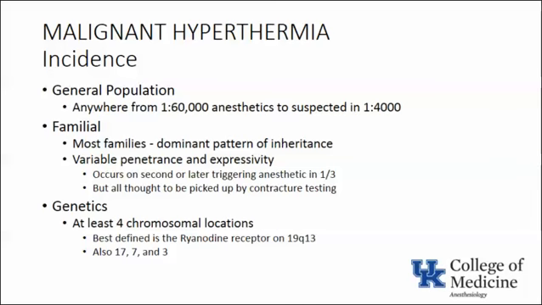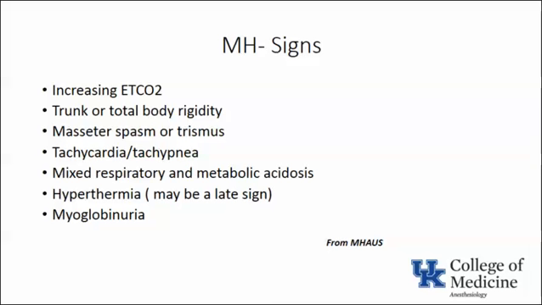When you do a chromosomal analysis, these patients usually have this ryanodine receptor on chromosome 19. The signs: increasing end-tidal CO2 in spite of increasing your ventilation. Make sure you compare and see what the minute ventilation of the patient is before you say the patient's end-tidal CO2 is 70, this is malignant hyperthermia. If your minute ventilation is low and your end-tidal CO2 is high, correct that ventilation first.